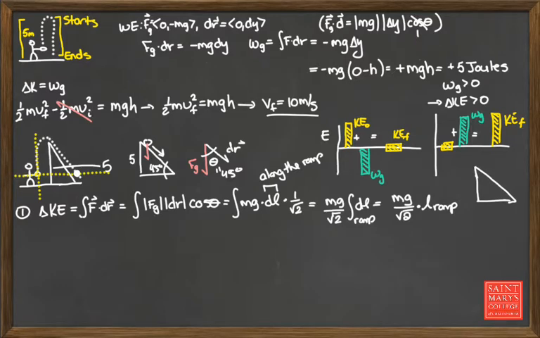I made it easier on myself: if this is 5 meters, since this is 45, this is also 45, since this is 90. The angles have to add up to 180. By symmetry, this is also then 5 meters. As a result, this is the square root of 50, just by the Pythagorean theorem, or 2 square root of 5. No, that's wrong, sorry. 5 square root of 2.